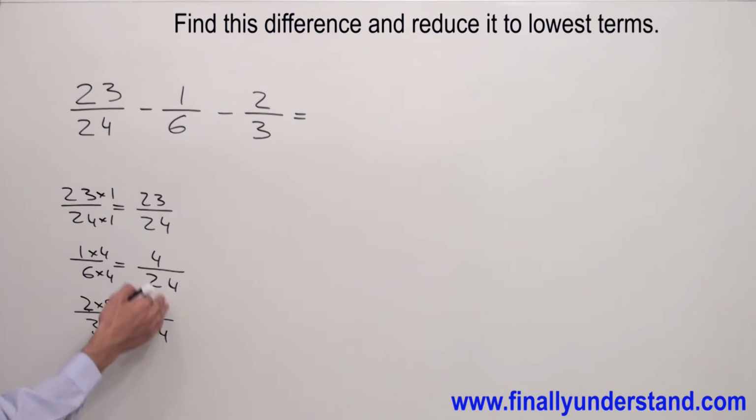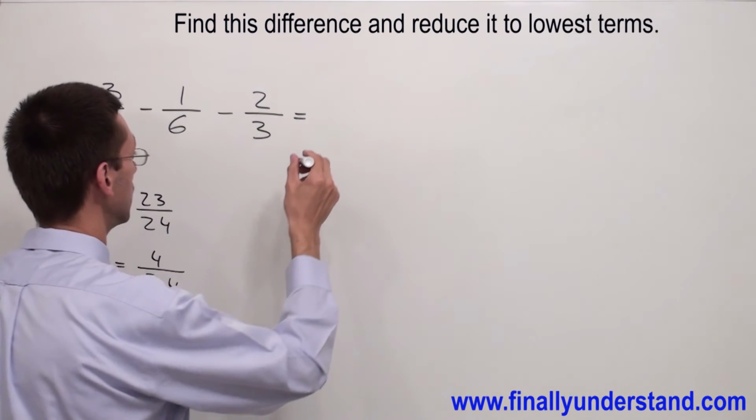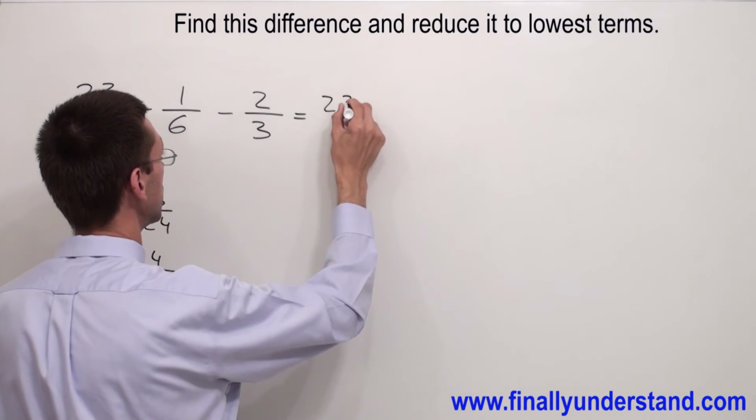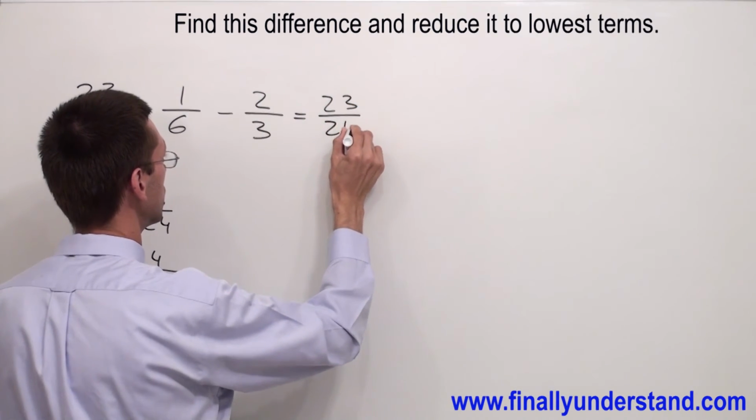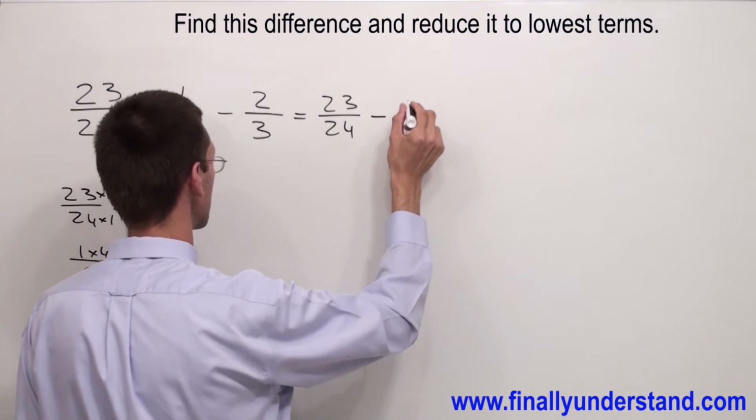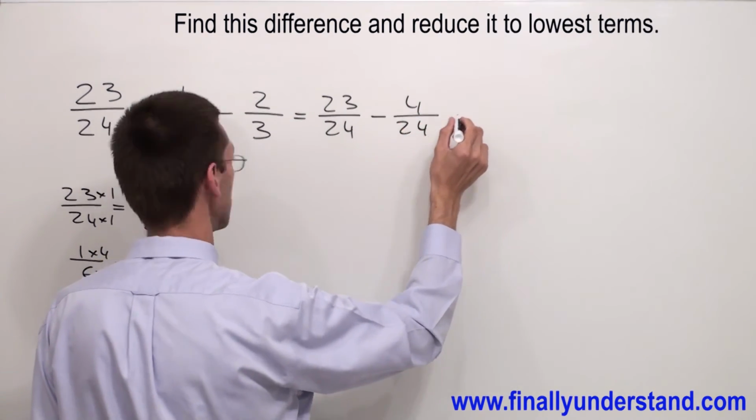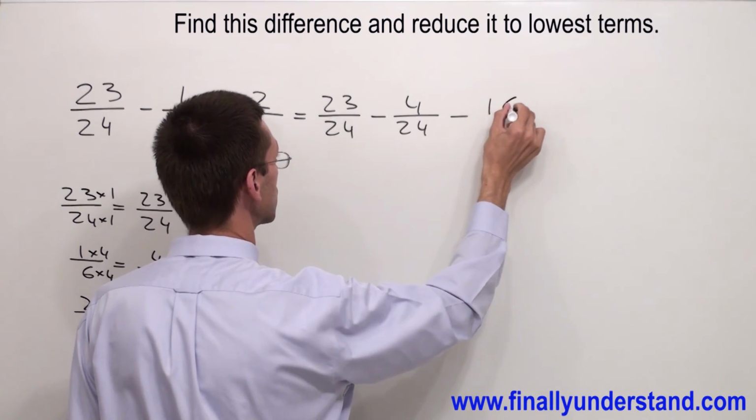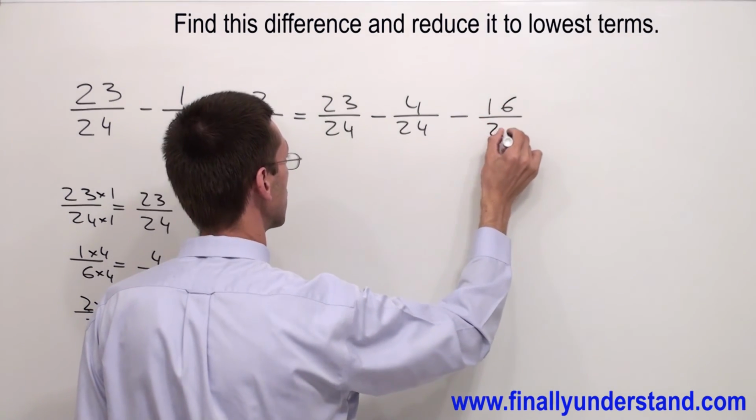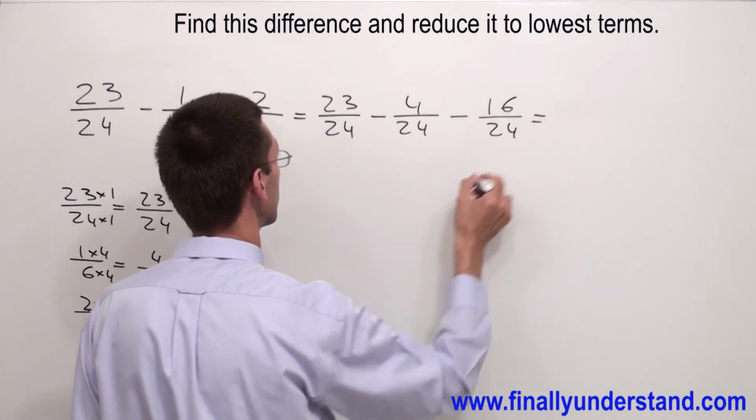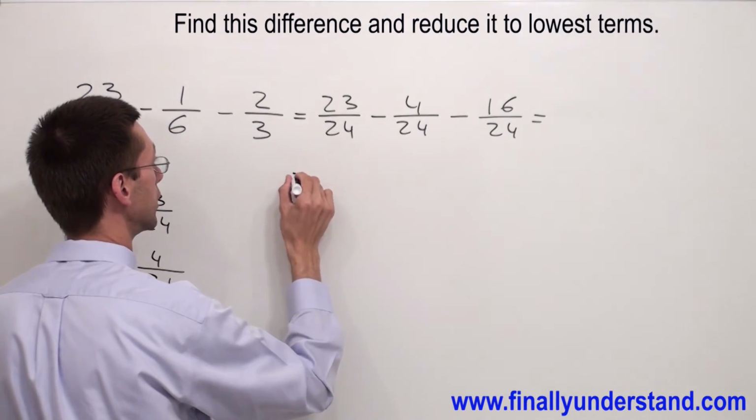Let me copy these fractions into my problem. I have 23 over 24 minus 4 over 24 minus 16 over 24. Okay, this is going to be equal.